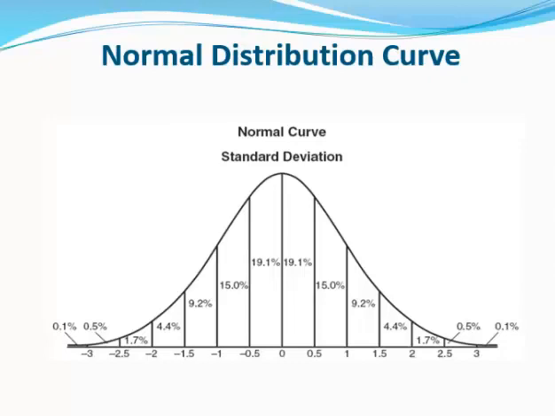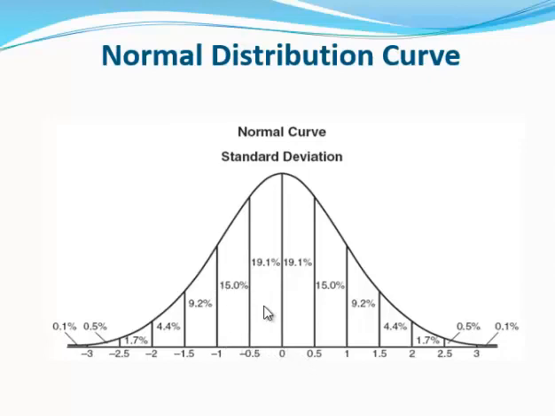there are going to be roughly, as you can see over here, about 19.1% on either side within half a standard deviation. Now 19.1 plus 19.1 is 38.2, which means that 38.2% of all of your results will be approximately within half a standard deviation in each direction.